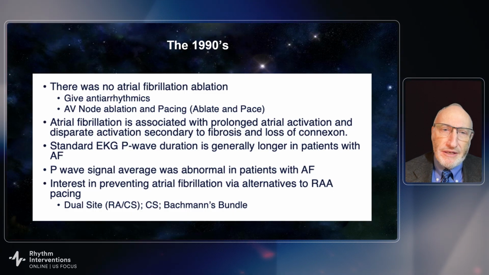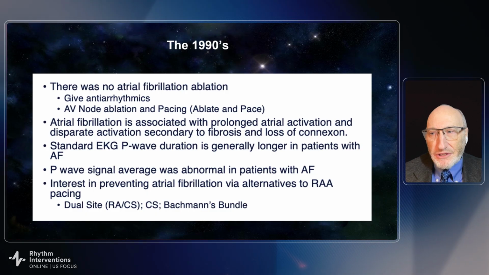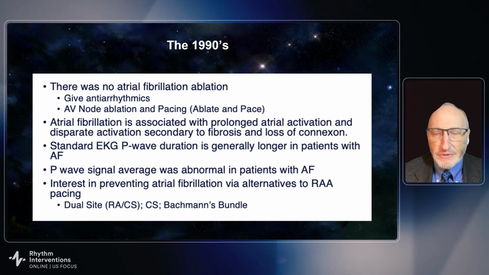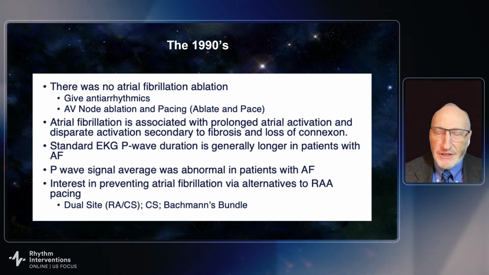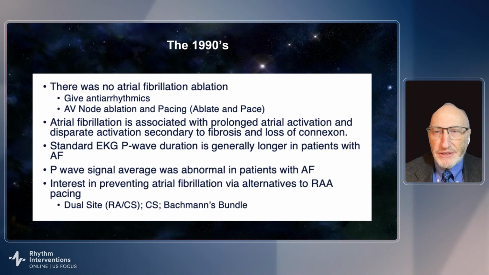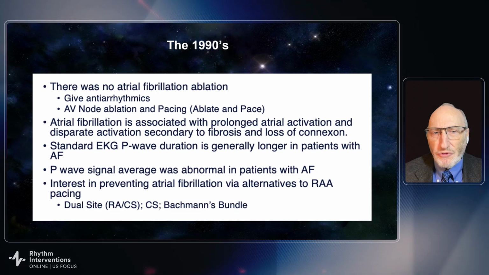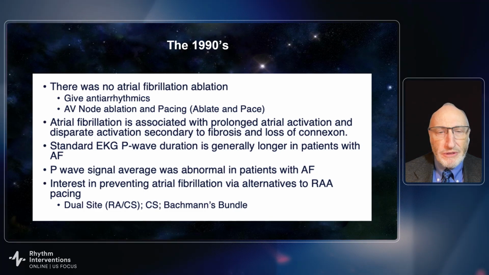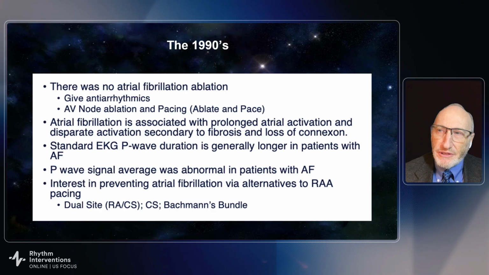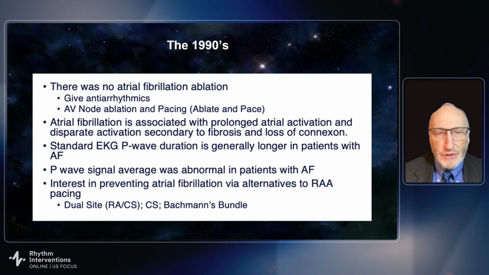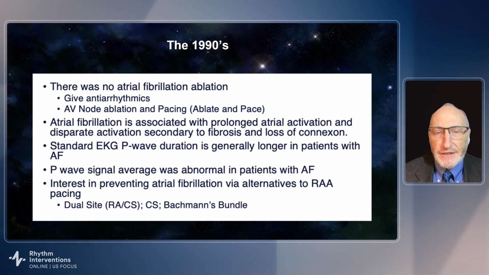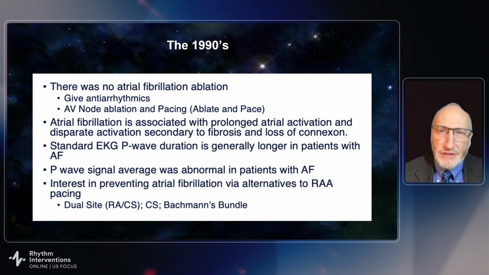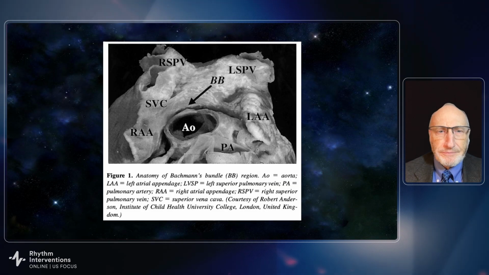But we knew that atrial fibrillation was associated with disparate conduction through the left and right atrium caused by fibrosis and loss of connection. And if you looked at patients with paroxysmal atrial fibrillation, the P-wave durations were longer, as well as abnormal signal averaging. As a result, we wanted to look at ways of improving atrial activation. There were a couple of different proposals. One was dual site atrial pacing, where the leads were placed in the RA and the CS. But in looking at things, I was interested in maybe a singular solution.